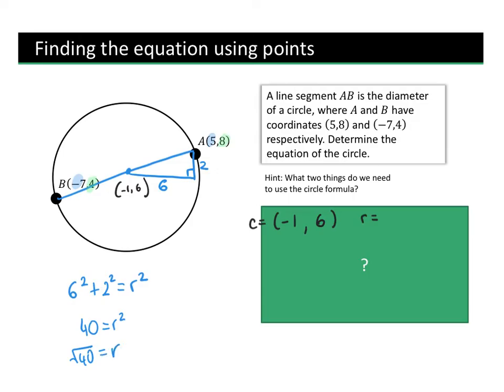So now I have my 2 pieces of information. Now I know the equation of the circle is x minus a. Now our a is -1, so minus 1, this is going to become +1 squared, plus y minus 6 squared equals root 40 squared, which we know is 40.